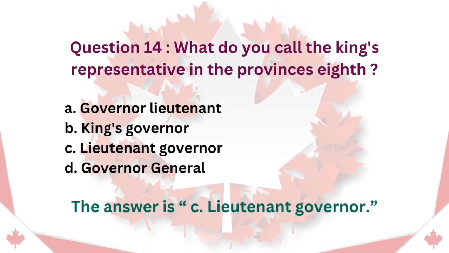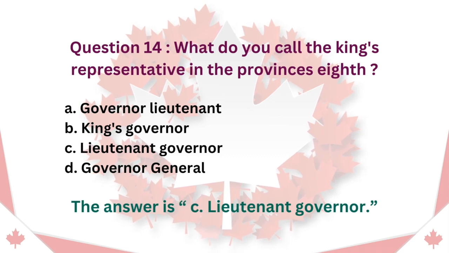Question 14. What do you call the king's representative in the province? A. Governor-Lieutenant. B. King's Governor. C. Lieutenant Governor. D. Governor-General. The answer is C. Lieutenant Governor.